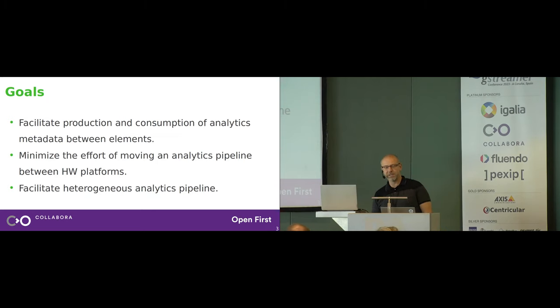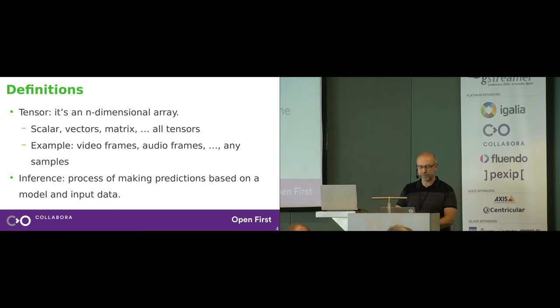We also want to facilitate heterogeneous analytics pipelines. Exactly as in the previous presentation, we heard about tracking. Tracking is typically done with a computer vision approach, as opposed to inferencing, which is done with a machine learning approach. You can also do tracking with a machine learning approach, but this is quite a heavy technique, and in the embedded world you benefit from using a computer vision approach for tracking. Having all those things working together is again one of the goals of our project here.